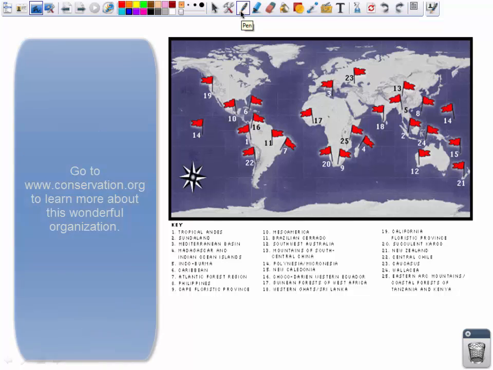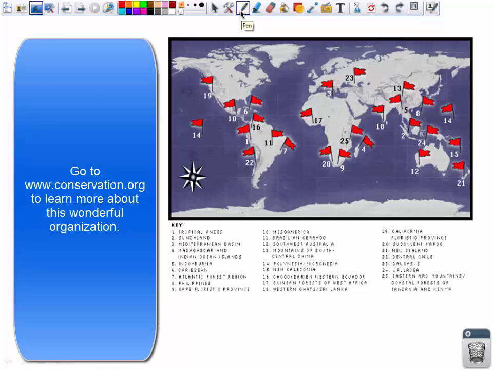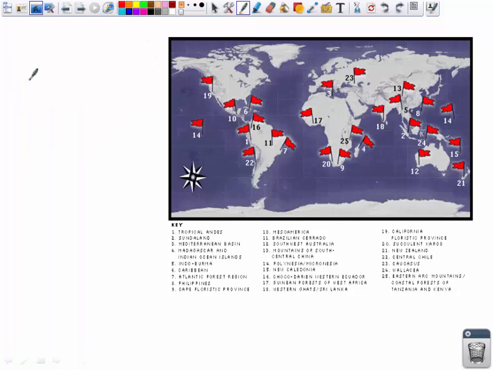Alright, these biodiversity hotspots are so important, not only because of the amount of biodiversity, but also because their habitats are home for species that are found nowhere else on planet Earth. We call those endemic species. Alright, these are species that live in small areas and nowhere else on Earth.